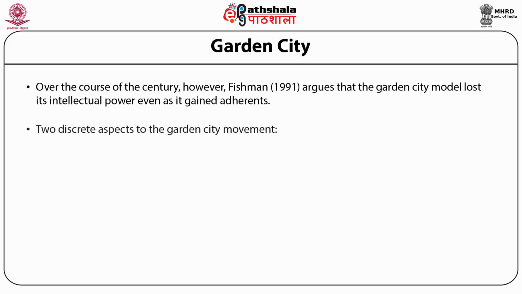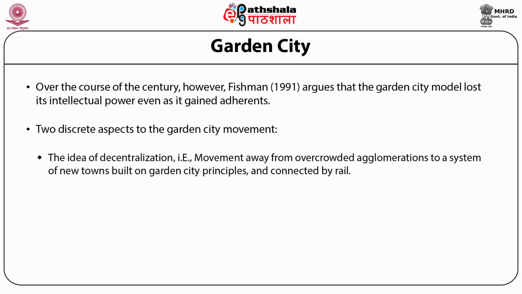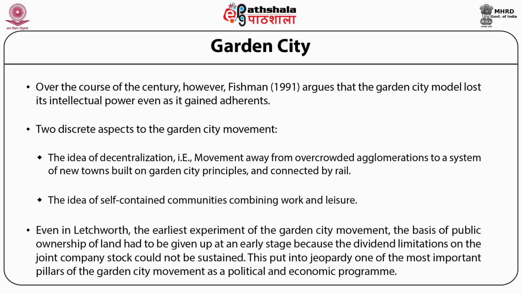He identified two discrete aspects of the Garden City movement: one, the idea of decentralization, and two, the idea of self-contained communities. As Batchelor demonstrated, even in Letchworth, the earliest experiment of the Garden City movement, the basis of public ownership of land had to be given up at an early stage because the dividend limitations on joint company stock could not be sustained. This put into jeopardy one of the most important pillars of the Garden City movement as a political and economic program.